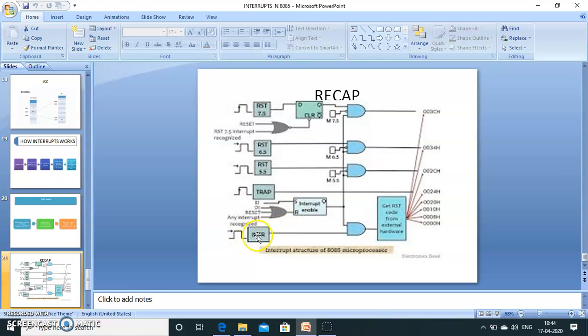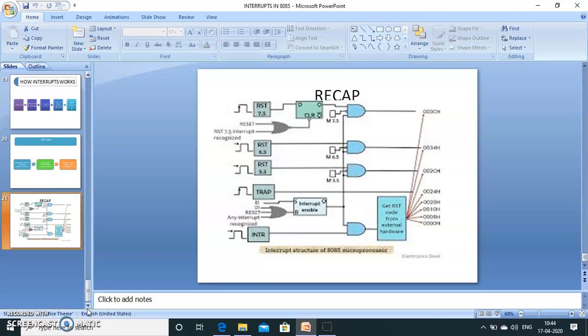And INTR doesn't have any vector address of its own; it is related to the RST code. If an interrupt comes to the INTR pin, the RST code directly gives the corresponding vector address. All software interrupts have their own vector addresses and are routed to them. These are all the details about interrupts.